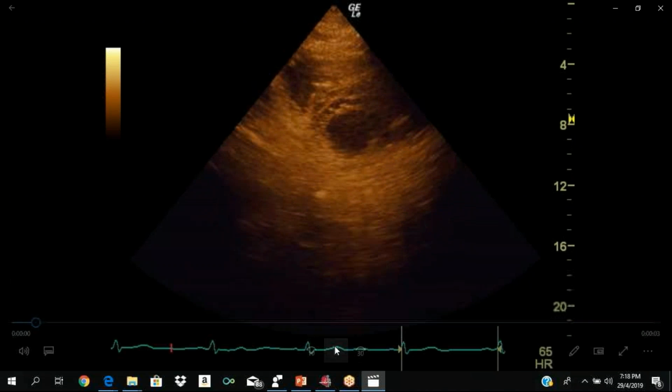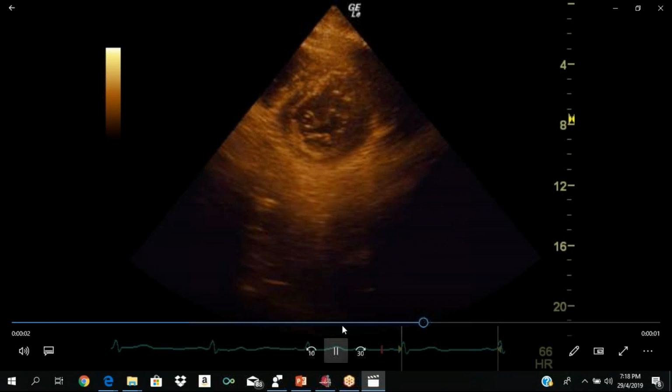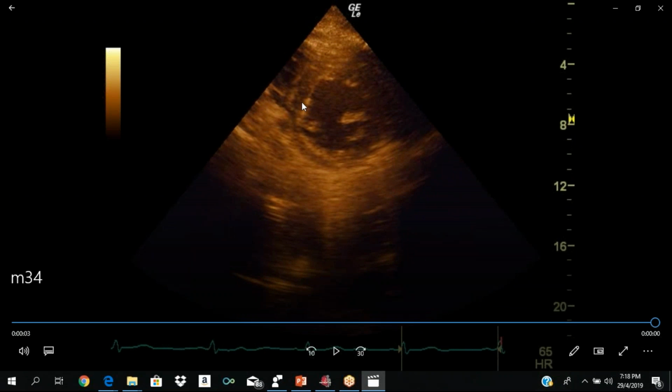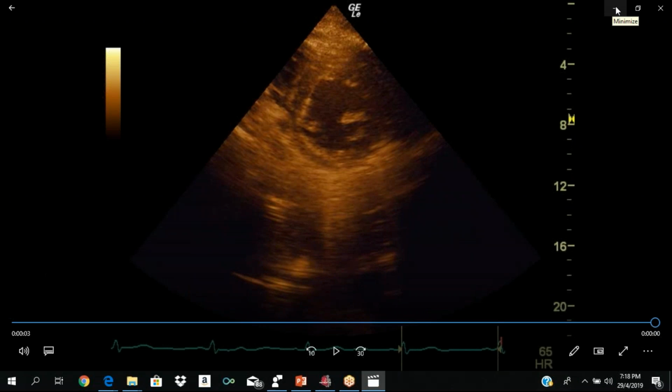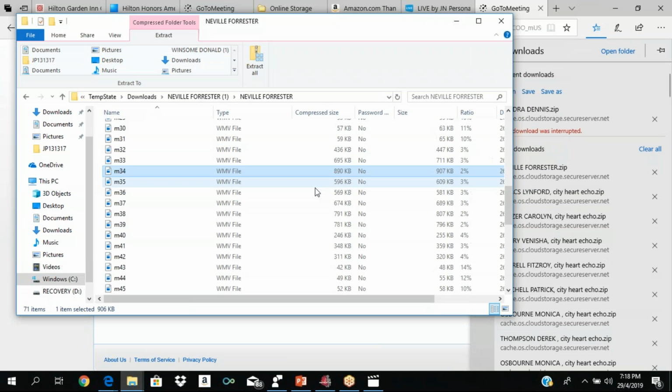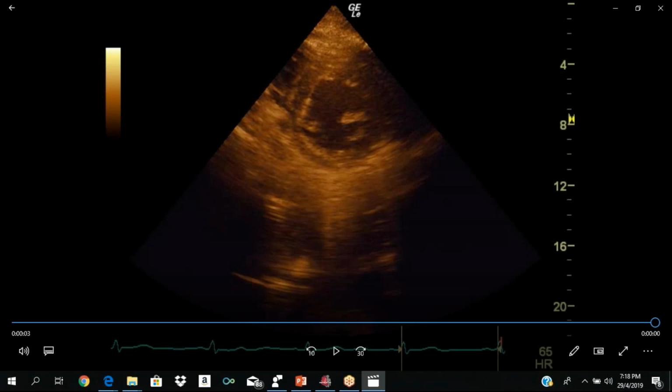Remember, you have to know your segments. So we have 6 segments. So the base is where you have the mitral valve. If you lift the angle of the transducer further upward, then you'll get to the mid cavity level where you have your papillary muscles.